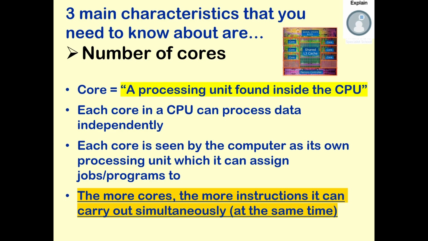So each core can be given jobs to do, and the more cores you have, the more instructions the CPU can carry out at the same time, simultaneously. So the more cores, the more FD cycles, or the more instructions it can do at the same time.